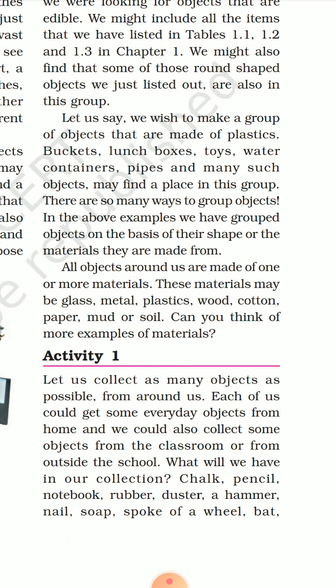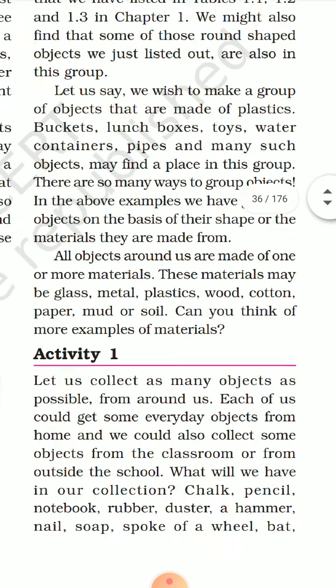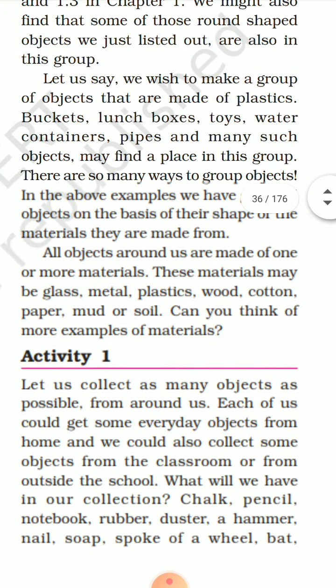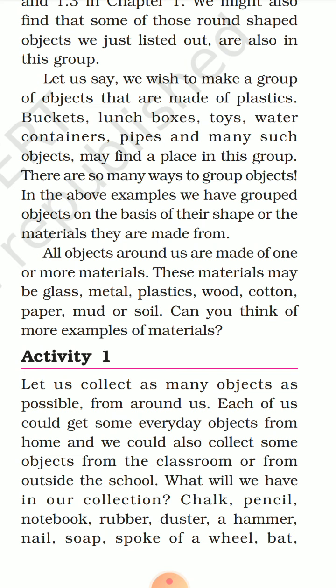These materials may be glass, metal, plastic, wood, cotton, paper, mud or soil. So you can understand, first thing, that all the objects around us are made of these kinds of materials. What are these materials? Glass, metal, plastics, wood, cotton, paper, mud or soil.